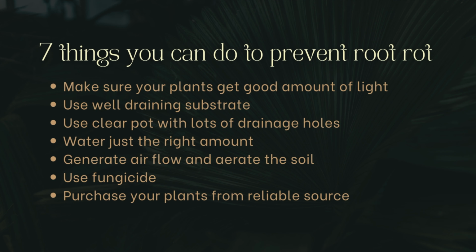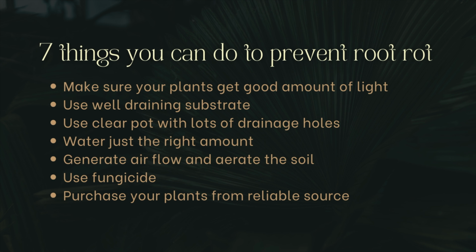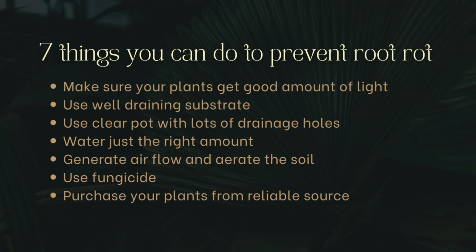So, a quick run through of what we've talked about today. You want to make sure that you're giving the plants a good amount of light so that they can utilize the water. You want to use a well-draining substrate and a clear pot with lots of drainage holes so you can see what's going on in there. You want to water just the right amount, not too much and not too little. You want to generate airflow in your space and make sure to aerate the soil if needed. You want to use fungicide as a preventative, and you want to purchase your plants from a reliable source.